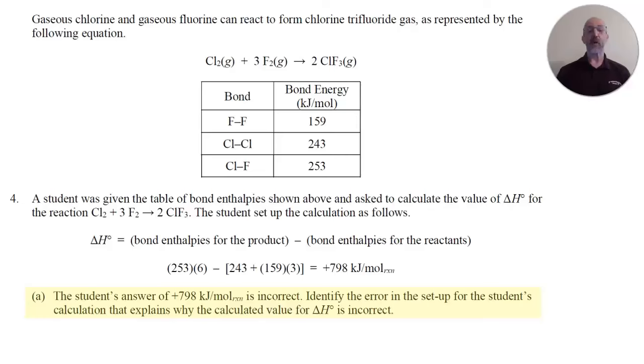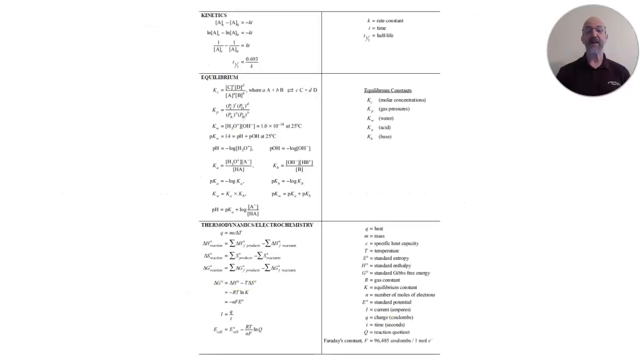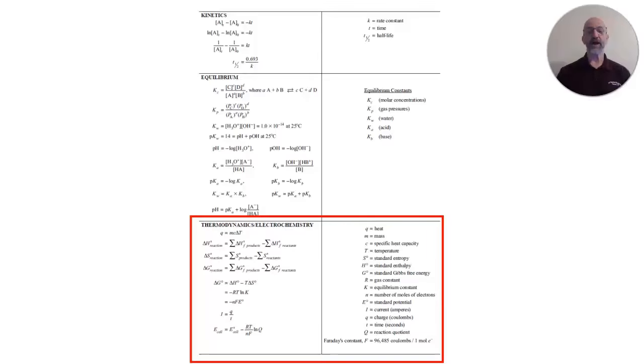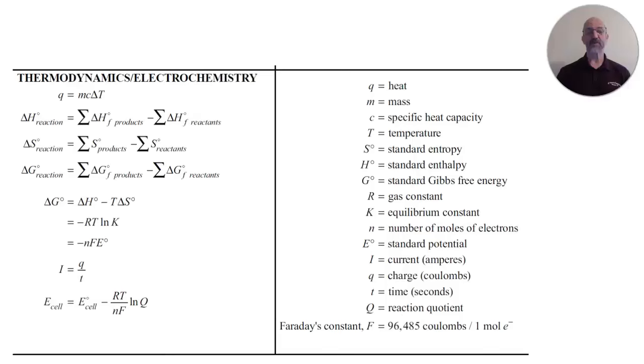Now, the reason that I wrote this question for this episode of AP Chemistry Review and Practice is that we see this type of mistake made by students at the AP Chemistry reading all the time. So I don't want you to make this same mistake when you take the AP Chemistry exam. Take a look at this page of the AP Chemistry equations and constant sheet, and if you zoom in on the section entitled Thermodynamics and Electrochemistry, you will see this equation.